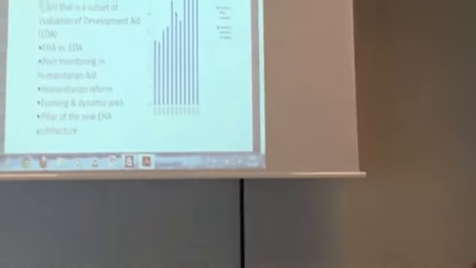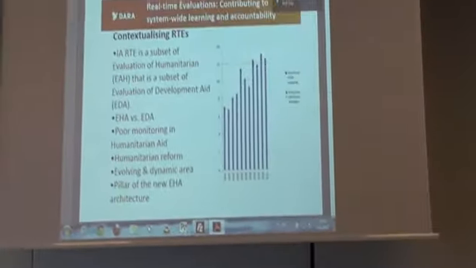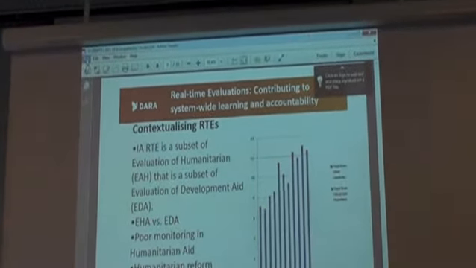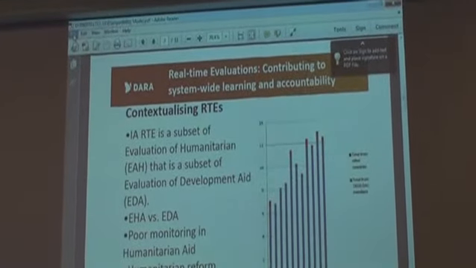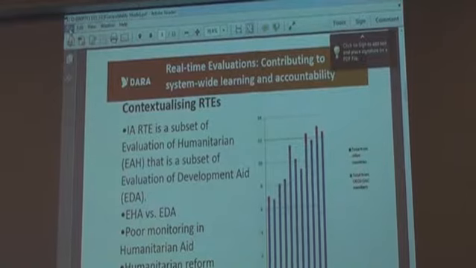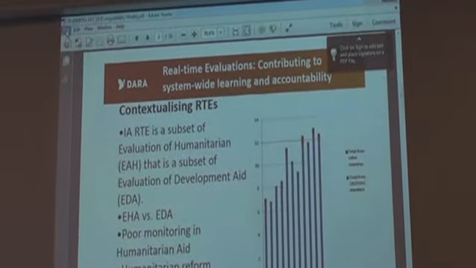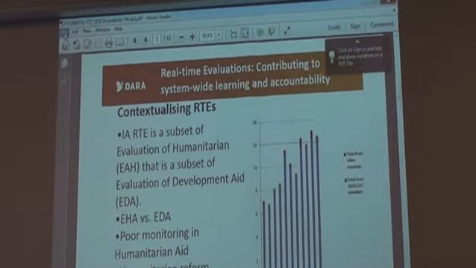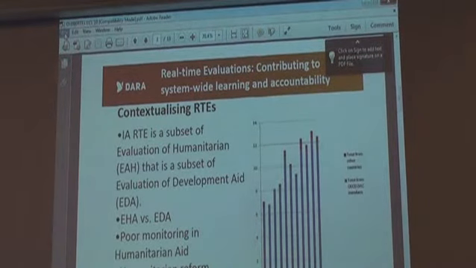Okay, first of all, what you need to know is that real-time evaluation is a subset of humanitarian evaluation as such. It's not the whole set. And humanitarian evaluation itself is a subset of development evaluation. So you're narrowing down the scope a bit. The other element, just to get a flavor of what we're talking about, is that you need to compare humanitarian evaluations and development evaluations.